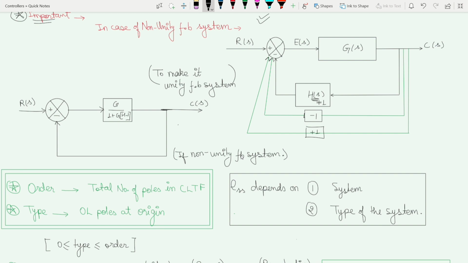This outer feedback loop is nothing but the unity feedback, and when you club these two blocks, they become one block, which equals H minus 1. This entire transfer function is converted into this particular block. So here is our R(s), and G divided by 1 plus G(H minus 1) is the feedback loop here. This is C(s), and this block is nothing but our unity feedback system.